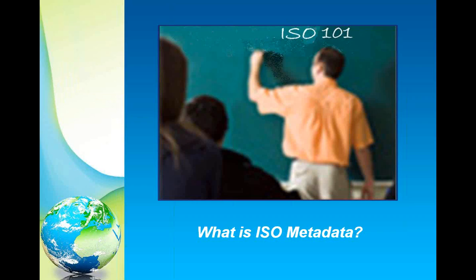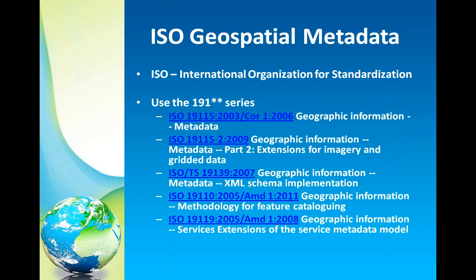All right, so now we're going to get into, okay, what exactly is ISO metadata? ISO is the International Organization for Standardization. It's the world's largest developer of voluntary international standards. It was founded in 1947. ISO is a network of national standards bodies, and the national standard bodies throughout the international community make up the ISO membership, and they represent ISO for their country.